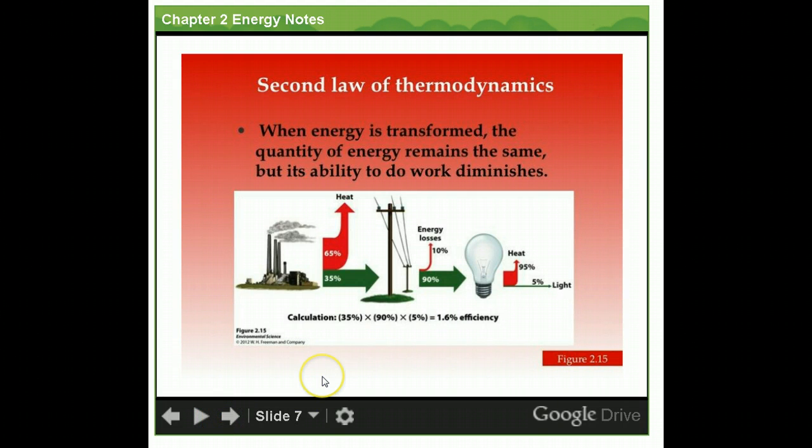The second law of thermodynamics goes together with it. It says that when energy is transformed, the quantity of energy remains the same, but the ability to do work diminishes. So like I said, you put the gasoline in your car, you're going to get some kinetic energy, but you're also going to get some waste energy, which is in the form of heat usually. Okay. So for example, they're showing you how to do calculations for efficiency, and we'll talk about that in class.